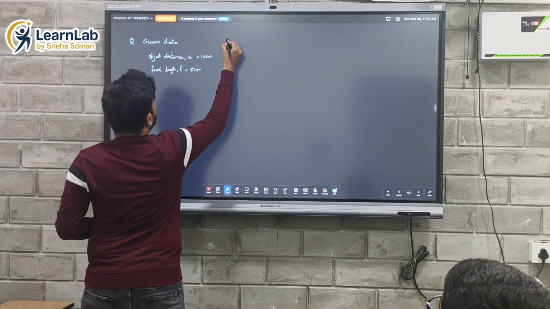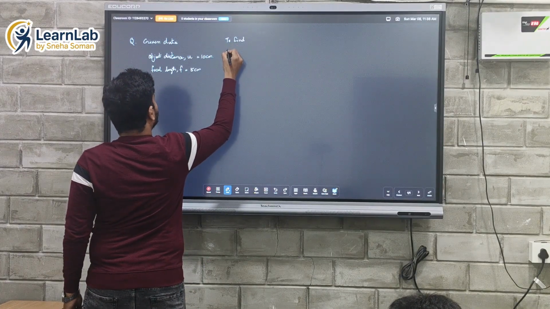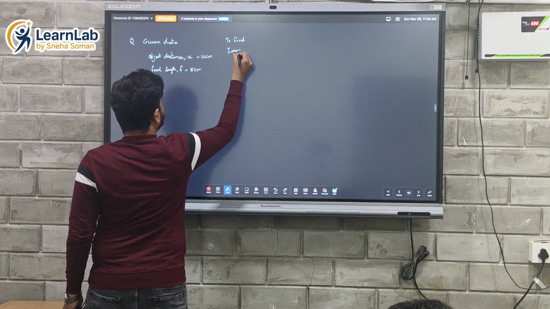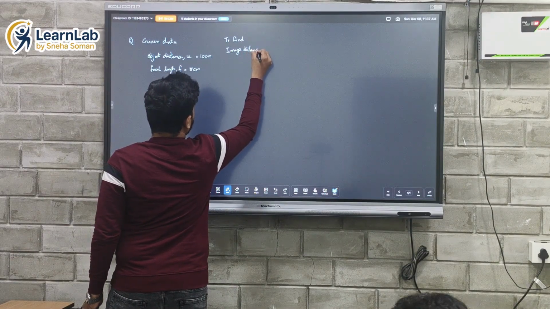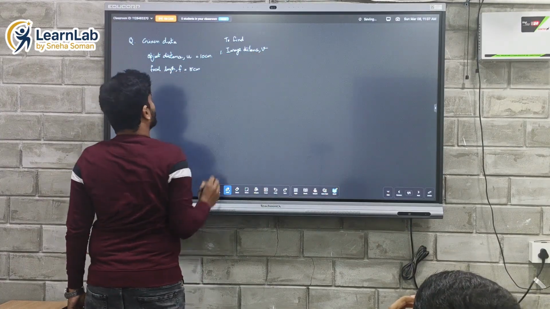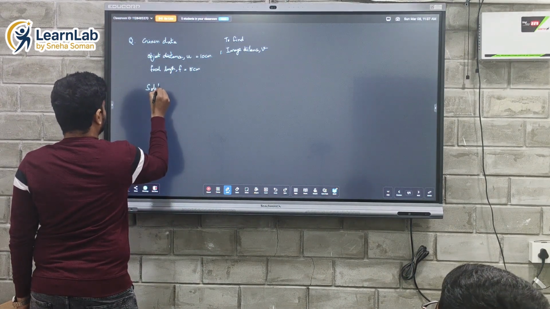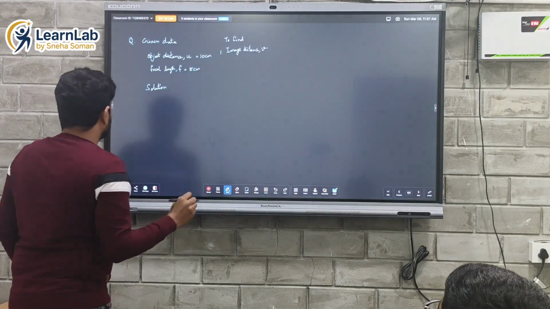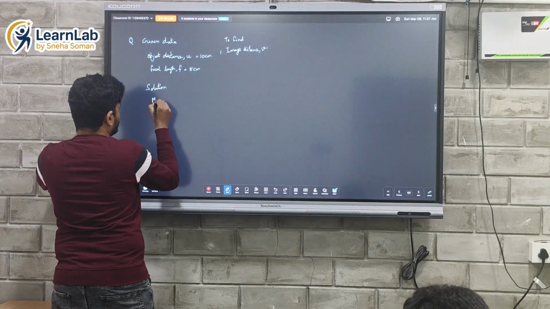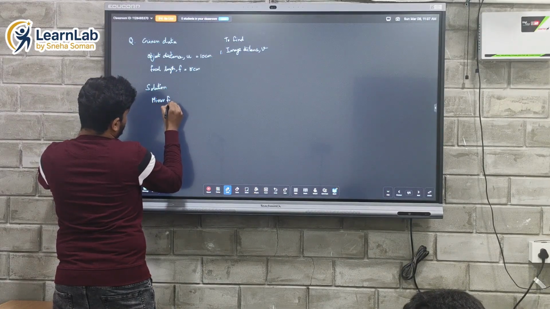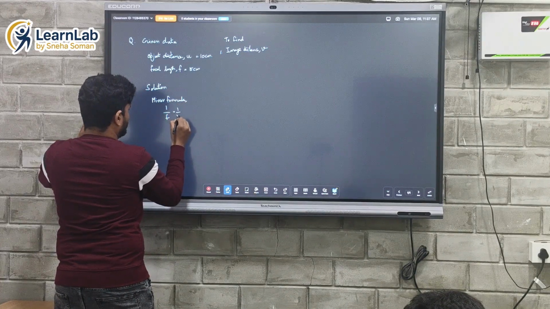What we have to find? To find image distance, right? Now let's move on to the solution. How can we solve it? What is the mirror formula? Mirror formula: 1 by V.